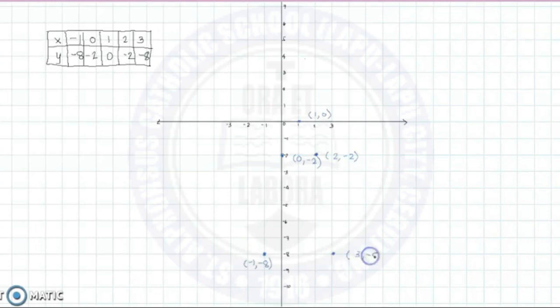After plotting all the points, we will now connect the points together. So please bear with my drawing. So this is how it looks like. And don't forget to put arrowheads at the end points of each parabola. The arrowheads indicate that the parabola is continuous. Okay?